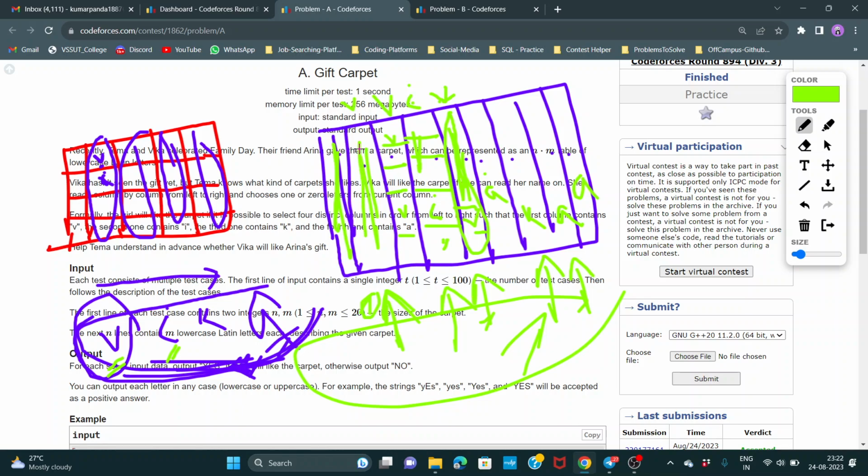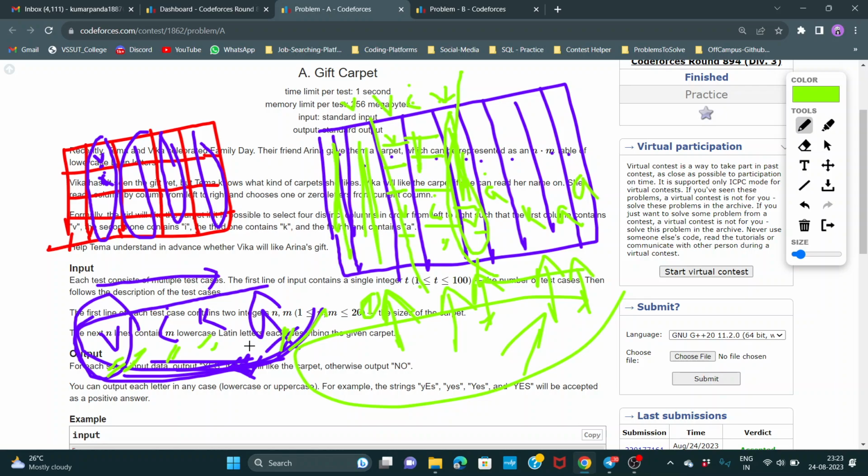You just traverse from this column and check if V is there, and if V is there, next you have to check for I. From this column you have to check for I. Okay, so I have found I in this column, then from the next column to the last column, I have to search for the character K, okay. And after I get K, then I'll start searching for character A, okay. So this is the solution.